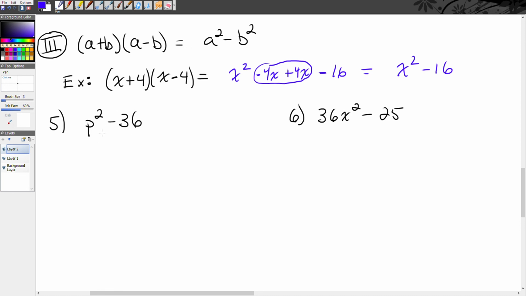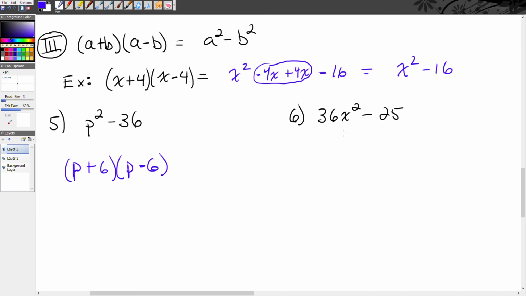So what is the square root of p squared? P. And what is the square root of 36? 6. And since there's no middle term, this tells me that p squared minus 36 comes from p plus 6 times p minus 6. All right? All right, last example here. Again, try it on your own. Pause, try it on your own, and then come back.